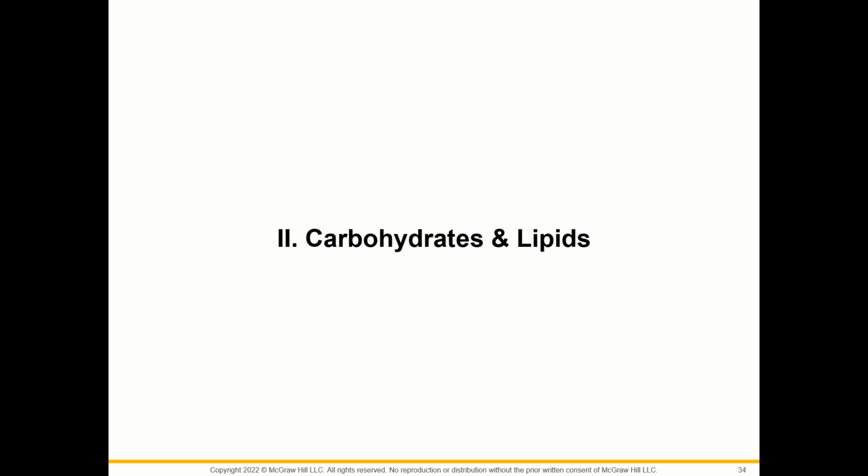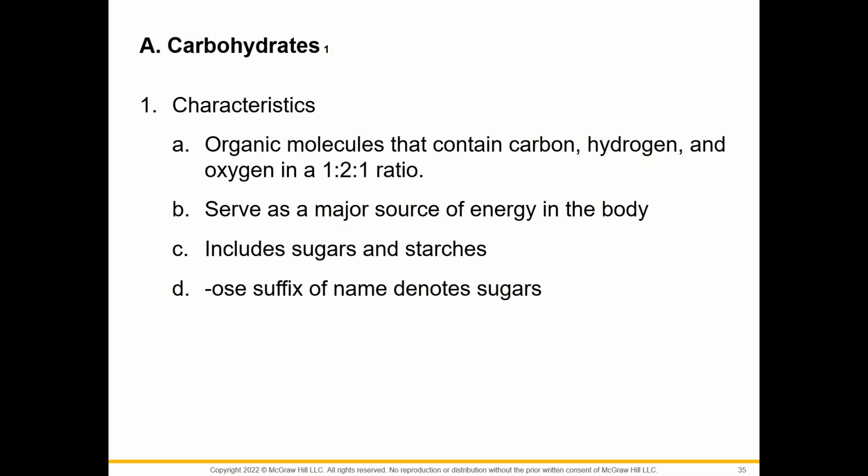Now that we've looked at the way carbon can bond and the functional groups that can attach to carbon structures, let's start taking a look at the four major biological molecules. They're going to be our carbohydrates, lipids, proteins, and nucleic acids. So the book groups the carbohydrates and the lipids in the same section. So we'll talk about those first.